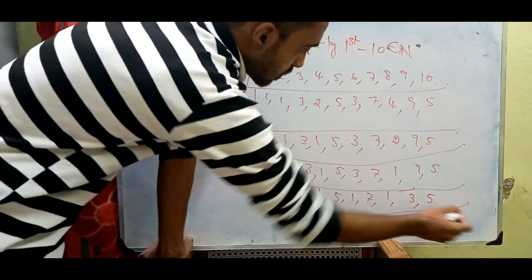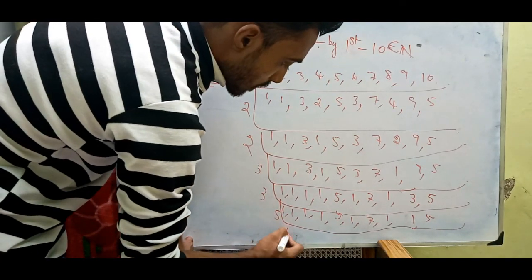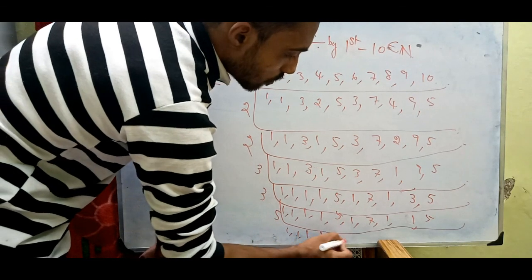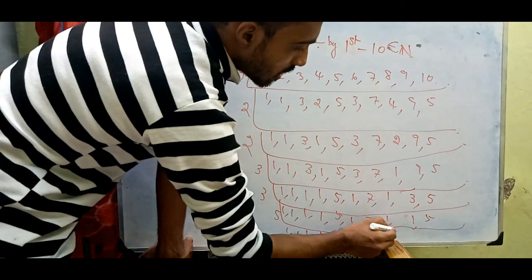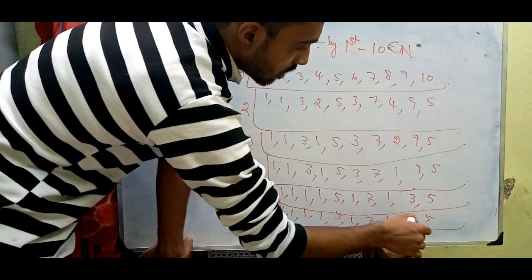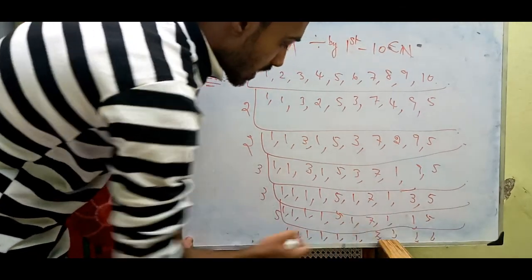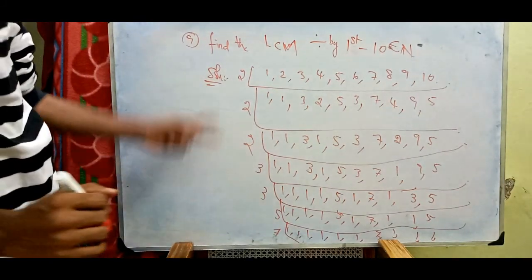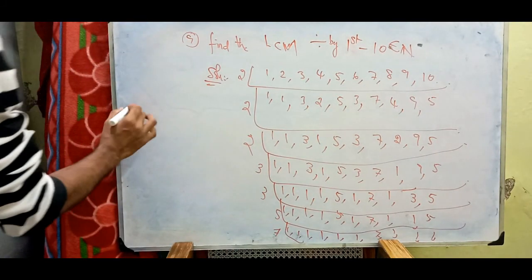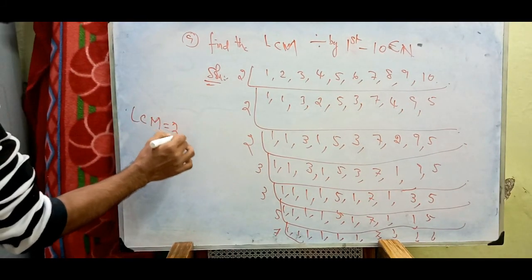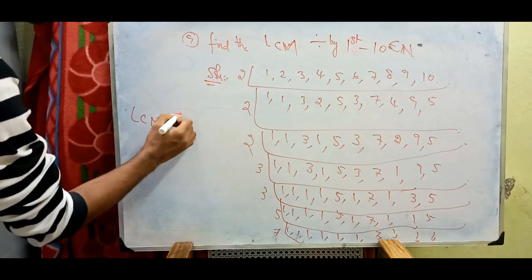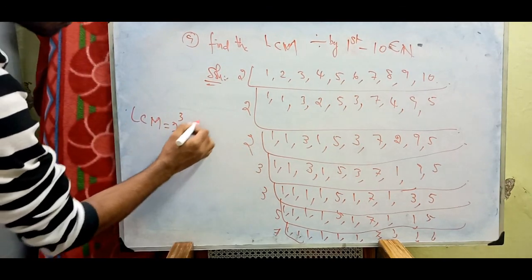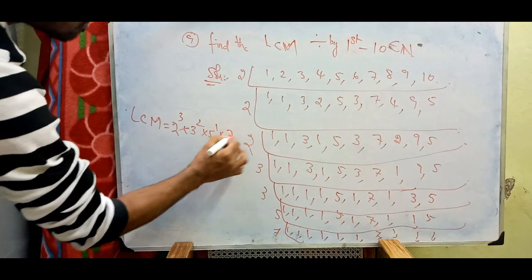Now take 5 1 1 1 1 1 7 will stay here 1 1 and 1. If you take another for 7, everything will be 1, and these are the LCM factors which we have. So LCM is equal to 1 2 3, so 2 power 3, 3 power 2, 5 power 1 and 7 power 1.